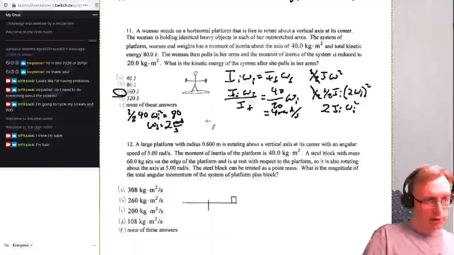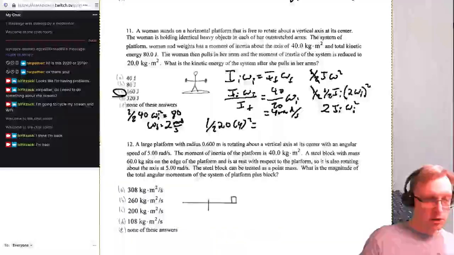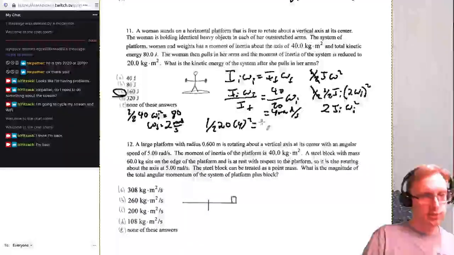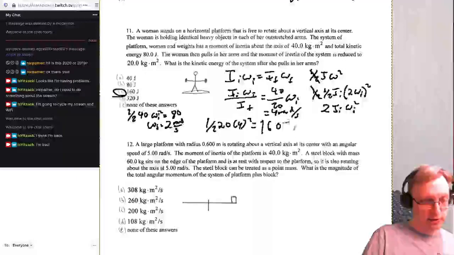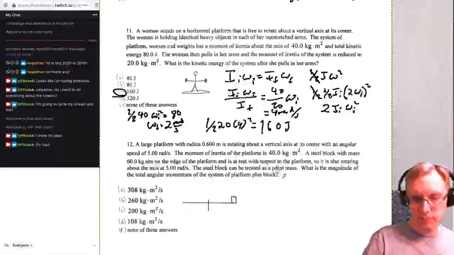So her final energy is 1/2 times 20 times 4 squared. So 4 squared is 16 times a half times 20, which is 10 times 16, is 160 joules. Ta-da! I have done it right the first time.